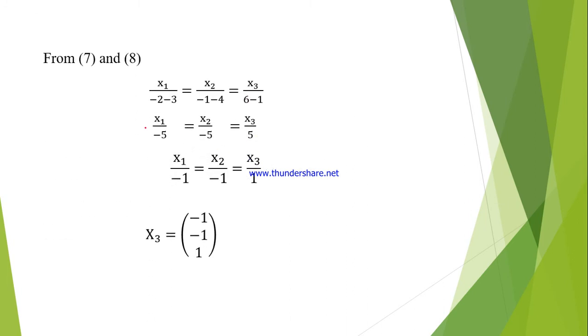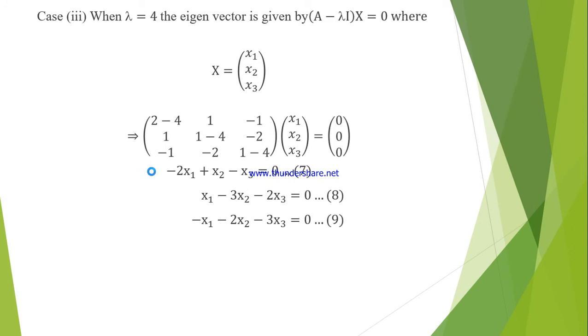Similarly, we have to solve by cross multiplication rule. Select any two distinct equations. Here we selected 7 and 8. After simplifying by cross multiplication rule, we get x1 by minus 2 minus 3, x2 by minus 1 minus 4, x3 by 6 minus 1. That is minus 5, minus 5, 5. Here also 5 is common. We can divide the whole by 5. So we get x1 by minus 1, x2 by minus 1, x3 by 1. This is the eigenvector corresponding to the eigenvalue lambda equal to 4.